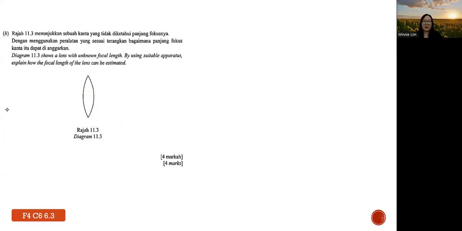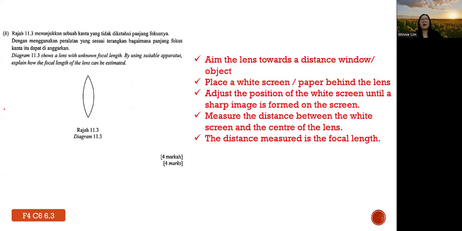Okay, so in terms of sentences, how do you write it? Aim the lens toward a distant window or object, then place a white screen behind the lens. Adjust the position of the screen until a sharp image, the keyword is sharp image, is formed on the screen. Then measure the distance between the screen and the center of the lens. Be careful, use the correct term. Don't just say between the lens, it's the center of the lens. Then this distance is called the focal length. So there are 5 points here. Any 4 points and you already get 4 marks.